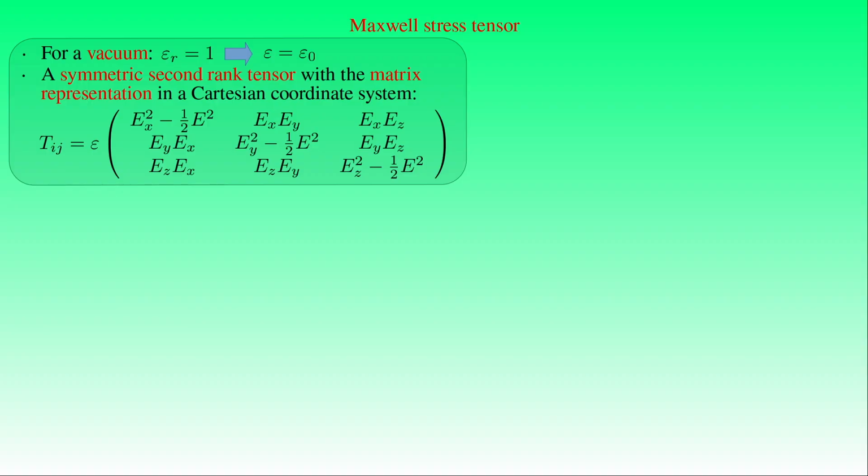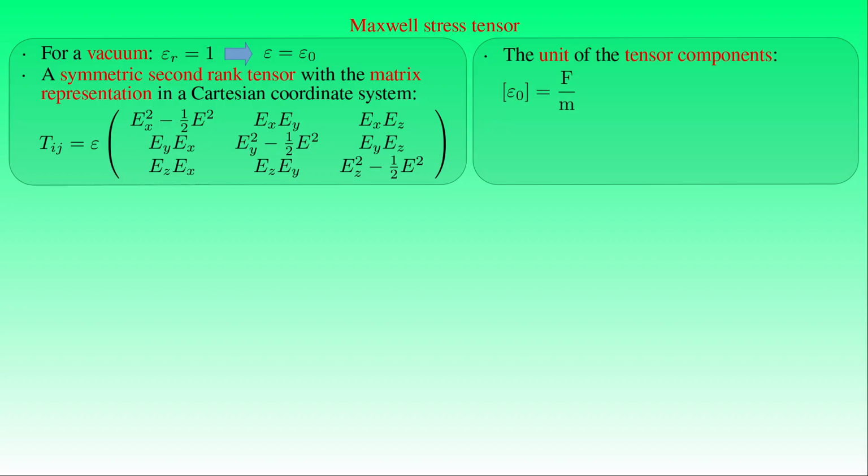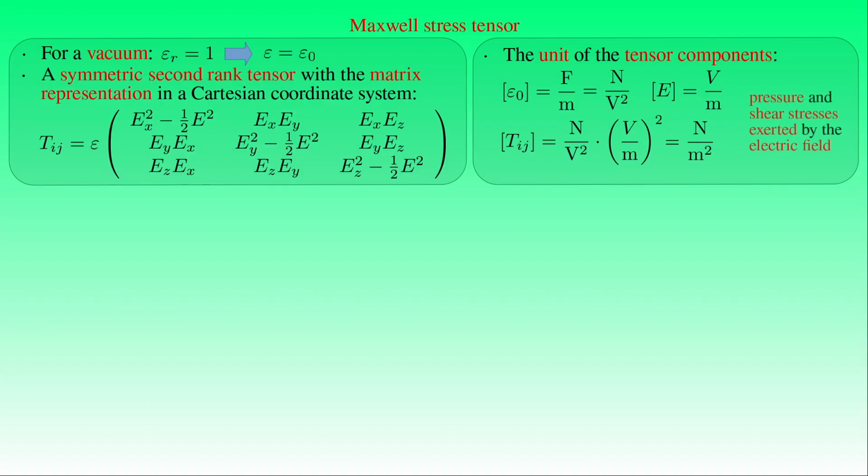This fact indicates that the components of the tensor represent a force per unit area exerted by the electrostatic field. Indeed, we can consider the SI unit of the absolute dielectric constant, which is equal to the unit of the vacuum permittivity epsilon naught, given by farad per meter, or Newton per volt squared. Since the SI unit of the electric field strength E is volt per meter, the matrix elements show that the SI unit of the components of the stress tensor is given by the product of Newton per volt squared and the square of volt per meter. This expression gives Newton per square meter, indicating that the components of the Maxwell stress tensor represent either pressure or shear stresses exerted on the body by the electric field.